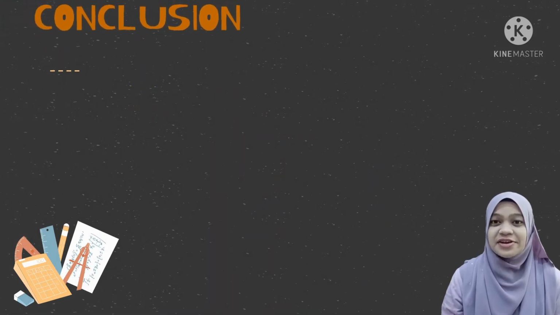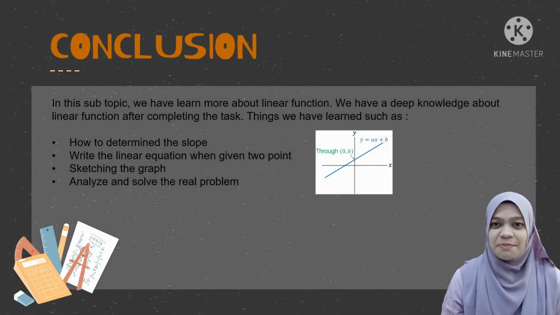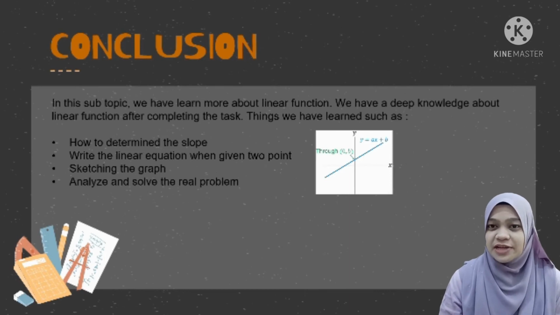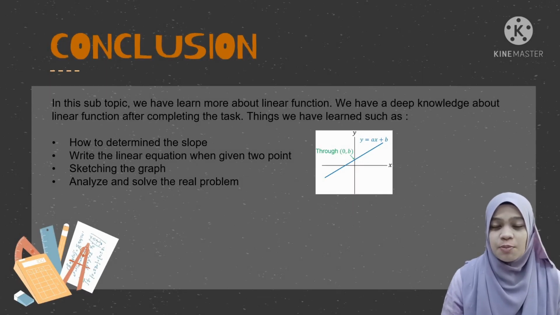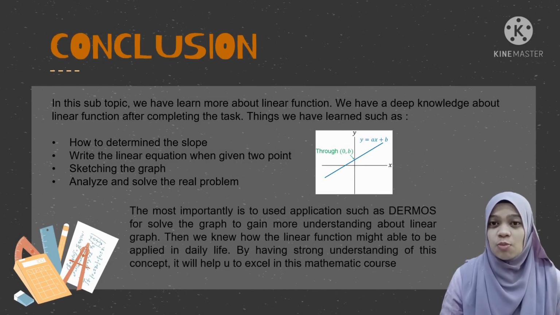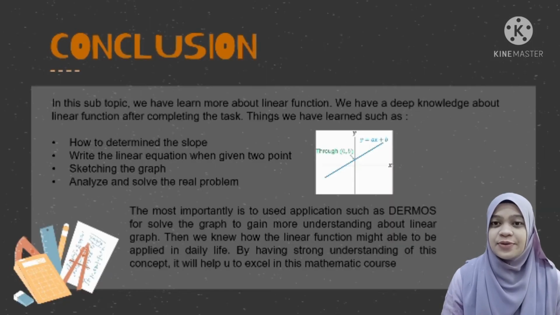For conclusion, there are many things we learn in this topic, which are the definition of linear function, slope, x and y intercept, using 2 points to make a new line, and most importantly, using Desmos to solve the graph. Then we know how linear equations can be applied in daily life. By having a strong understanding of this concept, it will help you to excel in this mathematics course.